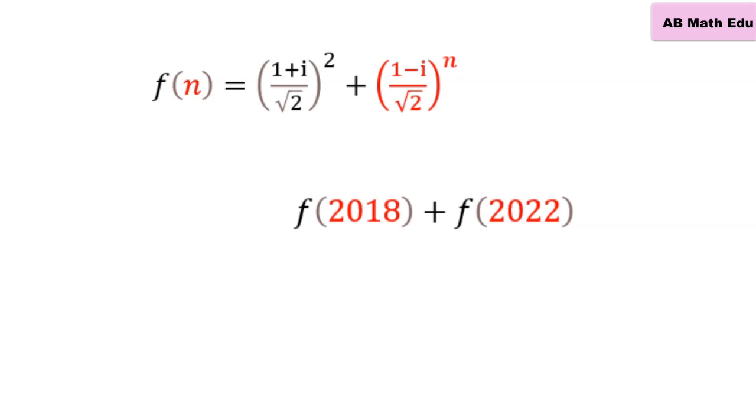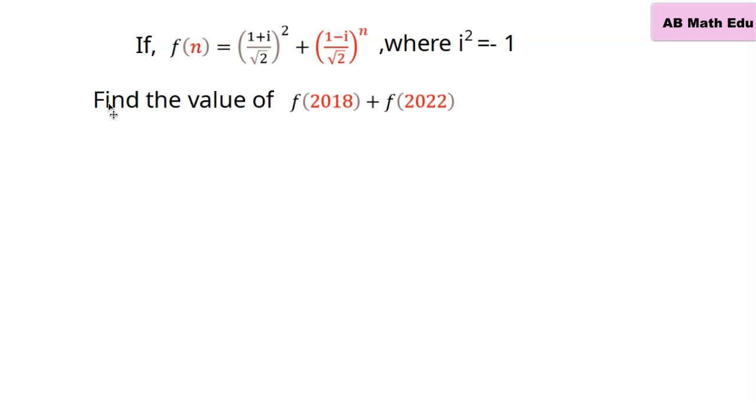Today we are looking at a complex expression which happens to be a Math Olympiad problem. We have been given f of n equals ((1 plus i) divided by square root of 2) squared, plus ((1 minus i) divided by square root of 2) all to the power n. So let's take it a bit by bit.